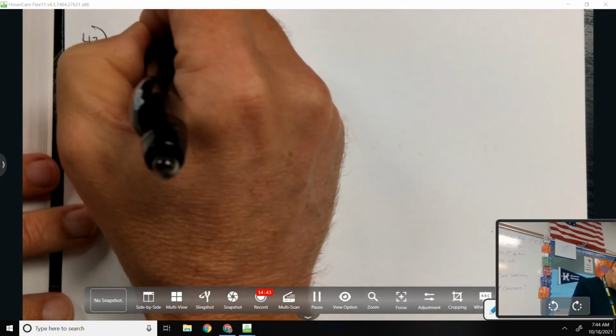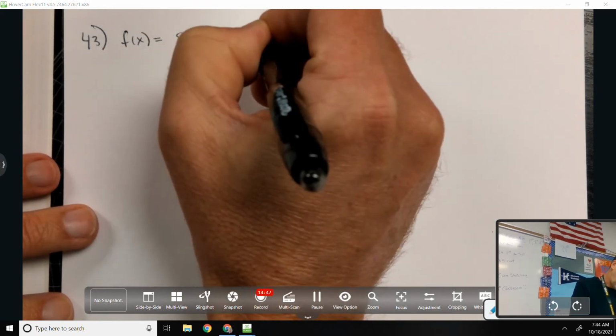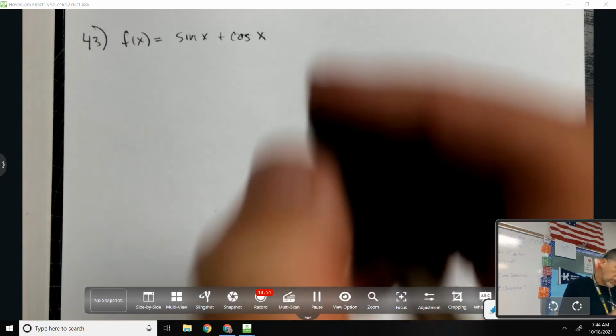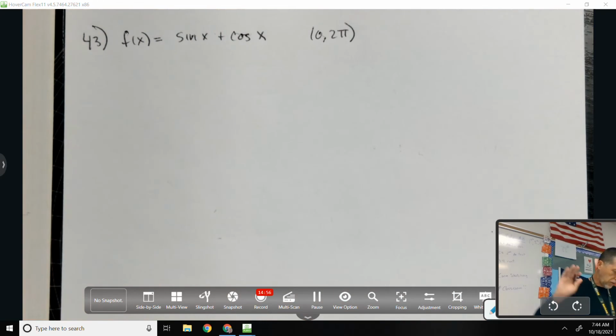So f of x equals sine of x plus cosine of x. Read the directions. Consider the function on the interval 0 to 2 pi. Okay, that's good, so I don't have to go forever either direction. And then I think it's the same as the one we just did. Well, it lays it out a little differently. Find the increasing and decreasing intervals. Apply the first derivative test to find the relative extrema. Use a graphing calculator to see if your answer makes sense.